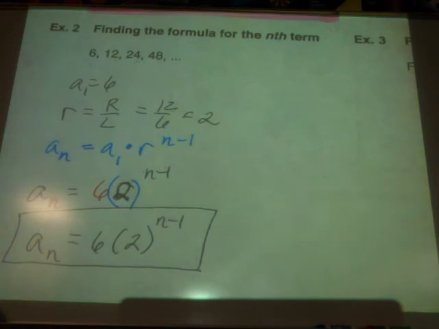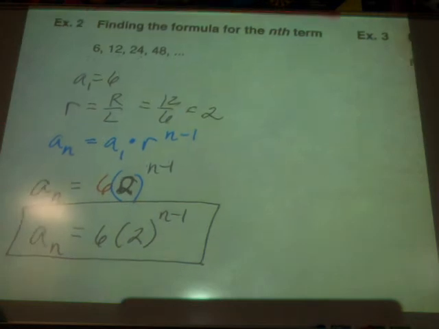Could your common ratio ever be negative? It could. Sure it could. And what would happen is if you have a common ratio that's negative, you'll have interchanging of plus minus, plus minus, plus minus. Right? Because sometimes you'll multiply it by a negative, sometimes by a positive, so it'll switch up.